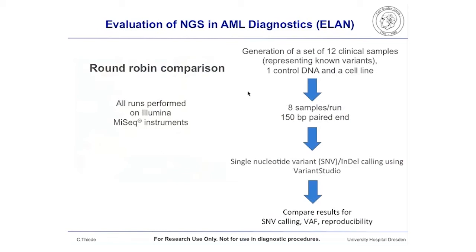We then split these in 2 runs containing 8 samples, and used the 150 base pair paired end sequencing chemistry. Single nucleotide variants, or SNVs, and InDels were then called using the Variant Studio software, and we compared the results for the SNV calling accuracy, the variant allele frequency, and also the reproducibility of the results.